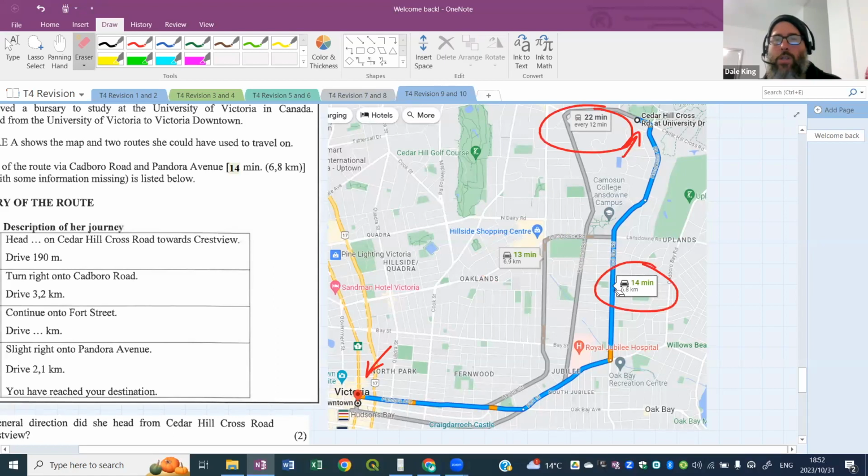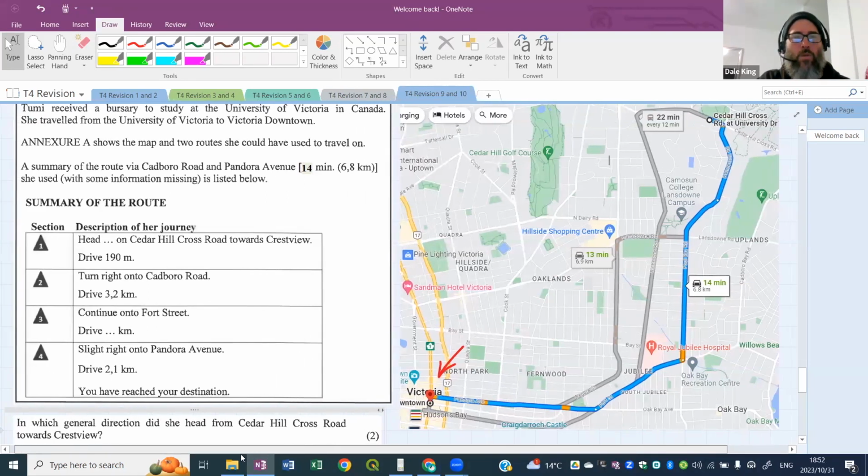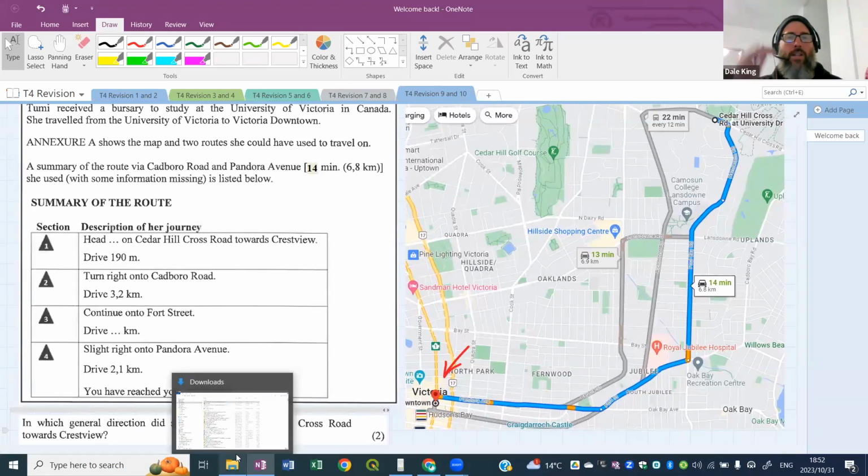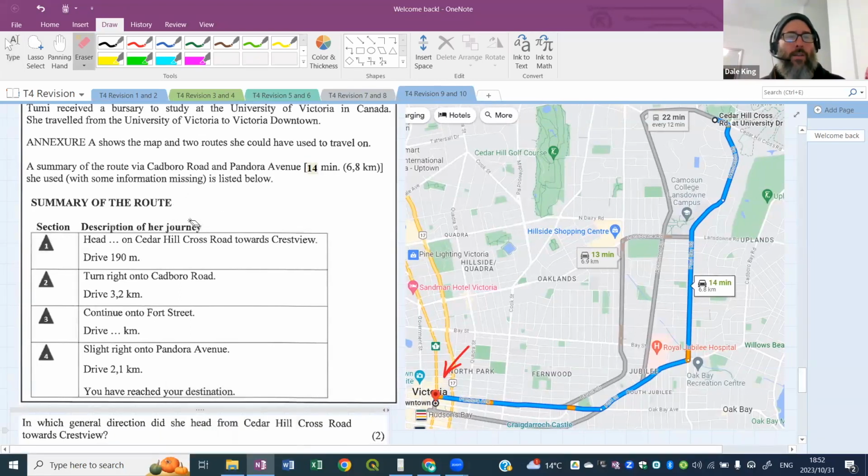The blue route that we see is supposedly taking 14 minutes and it's 6.8 kilometers long. Now, on the left-hand side, what Google Maps also does for you is it gives you a breakdown step by step of the directions that you have to take. So here is a summary of the route.